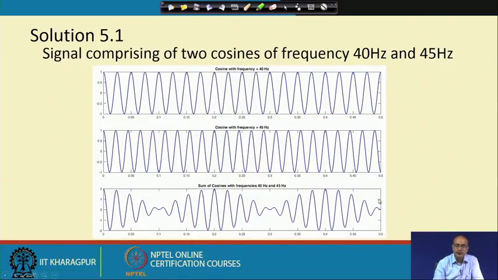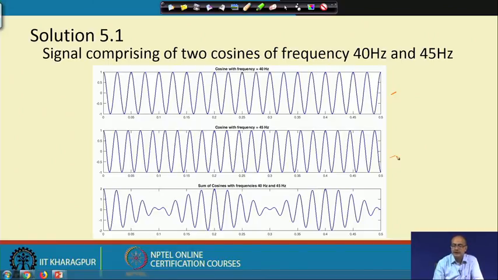So, this is the way we would like to plot and see how the signal looks. Here we get the 3 waves. The top one is 40 hertz, this is 45 hertz, as the 2 signal frequencies are very close.